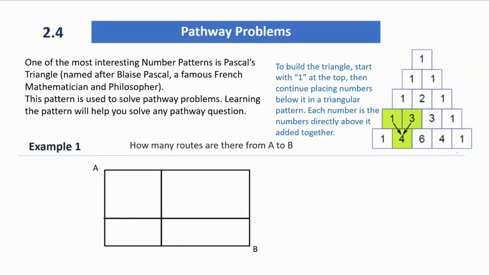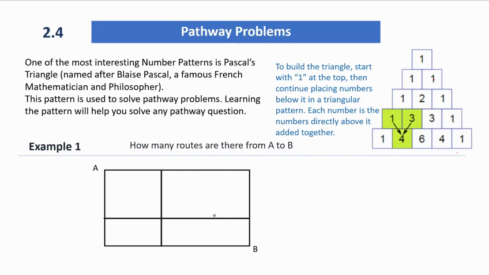We're going to be looking at 2.4 pathway problems. We're going to look at how we solve problems where it's asking us how many routes there are from point A to point B. Or they'll give us a diagram and we have to figure out how many ways there are to get from point A to point B.